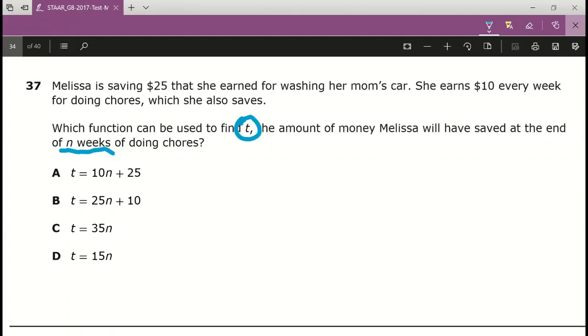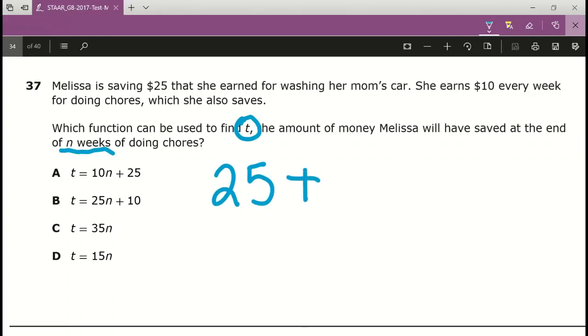So we notice that we start off with $25. This is kind of a one-off thing. She washed her mom's car, she got $25. This is a one-off thing. It's not going to change. So we write 25. We do not put a variable behind it, because this 25, again, it's a one-off thing. It only happened one time. It's not going to happen again. $25, she washed her car, she's done.